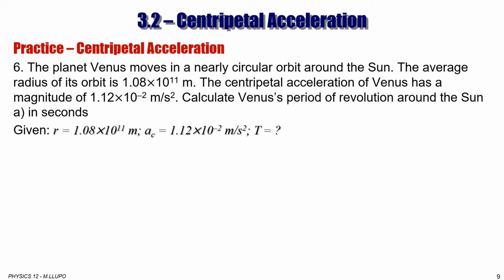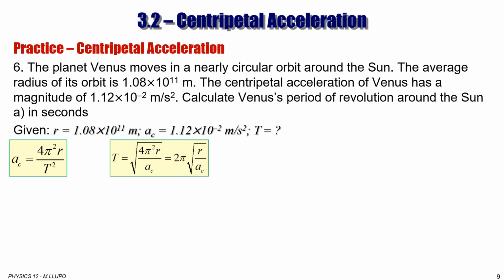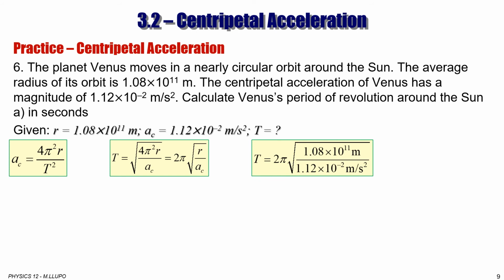The period is required, so we can use a formula that includes period, which is centripetal acceleration equal to 4 pi squared r over T squared. We solve for T. 4 pi squared goes out of the square root as 2 pi, so T equals 2 pi times the square root of r over a_c. Now we are ready to plug those numbers into the calculator and find 1.951 times 10 to the power of 7 seconds.